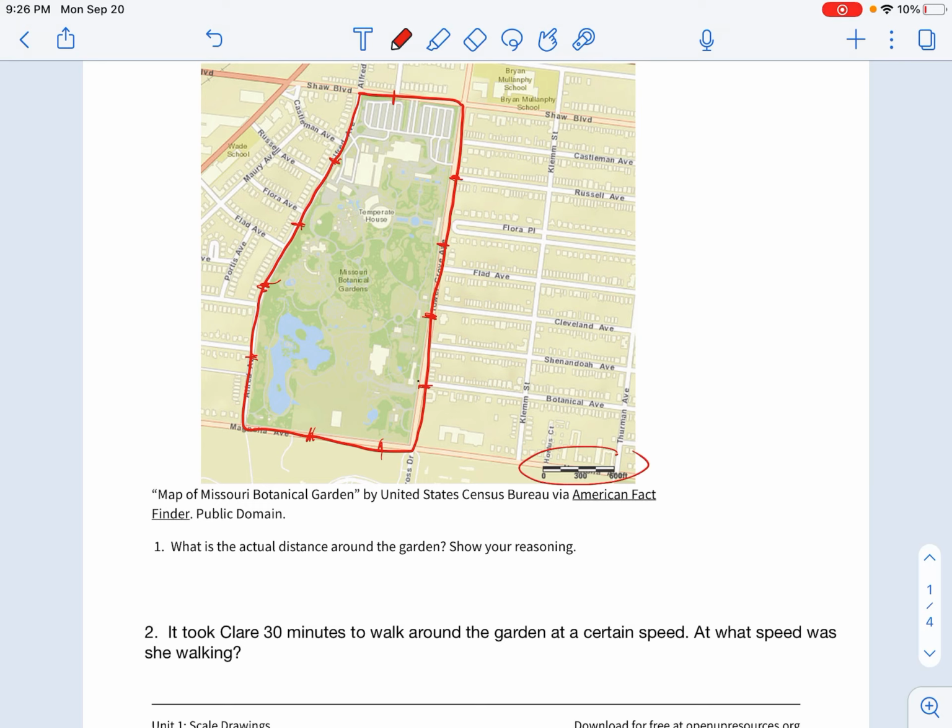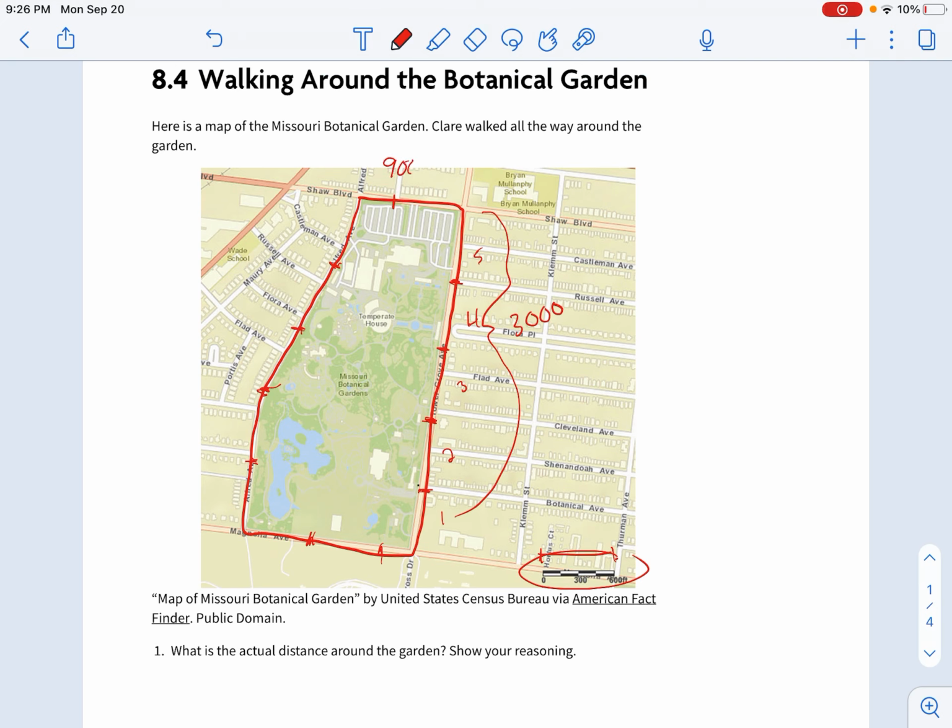So we have the scale down here, and it says that that distance is 600 feet. So from there to there, that's 600 feet. What I did is I just measured on a piece of paper that distance, and then I saw how many 600 feet chunks fit in each side. So on this side, we've got 1, 2, 3, 4, 5. So 5 times 600. This distance right here is going to be 3,000 feet. Up here we've got 1.5, so that would be 900 feet.